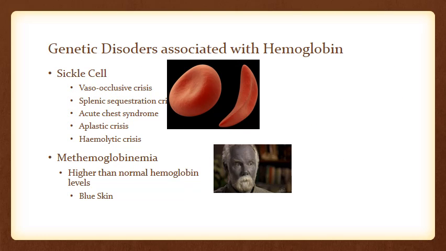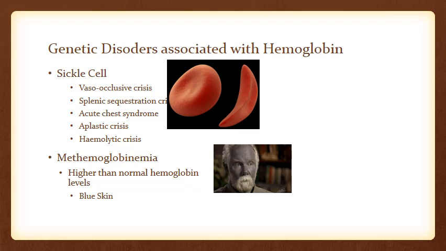Let's go into a few genetic disorders associated with hemoglobin. The most widely known one, and one that's talked about a lot in news and media, is sickle cell anemia. It's really prevalent in Africa. Some of the problems with sickle cell are vaso-occlusive crisis, splenic sequestration, acute chest syndrome, aplastic crisis, and hemolytic crisis.